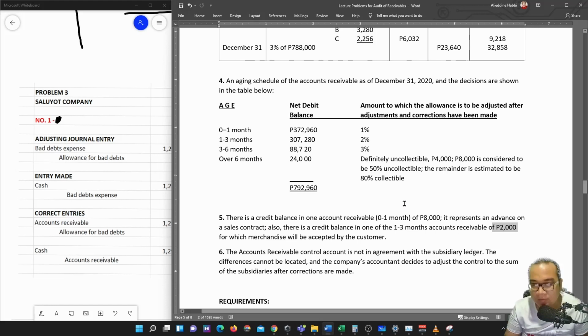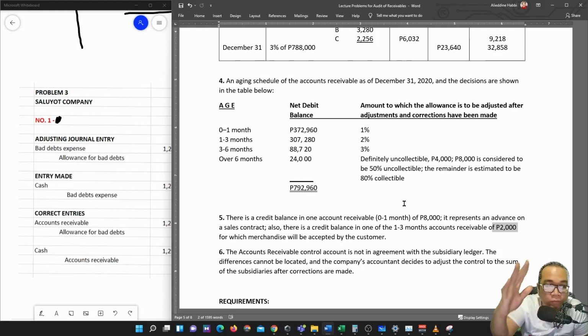O ito, meaning, yeah, gets nyo? Balikan nyo yung sa FAR. Di ba ganyan yung trato sa credit balance ng accounts receivable? Huwag mong ibabawas sa accounts receivable, gumawa ka ng separate liability account. Kasi in the end, net rin. In the end, ganun yung magiging effect niyan. And mas proper way yun. Gagawa ka ng separate liability account.